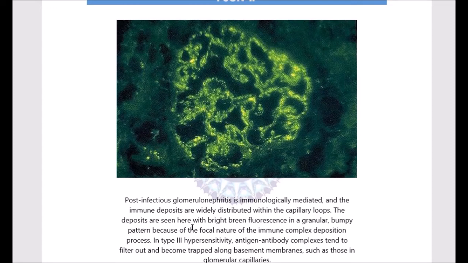The deposits are seen here with bright green fluorescence in a granular, bumpy pattern, words that are really helpful here, because of the focal nature of the immune complex deposition process in type 3 hypersensitivity. So PSGN is a type 3 hypersensitivity. Antigen-antibody complexes tend to filter out and become trapped along the basement membrane, such as those in the glomerular capillaries.